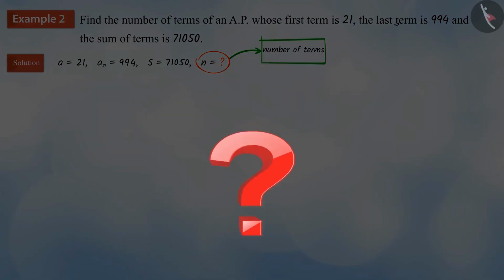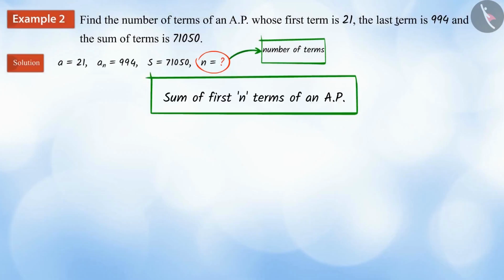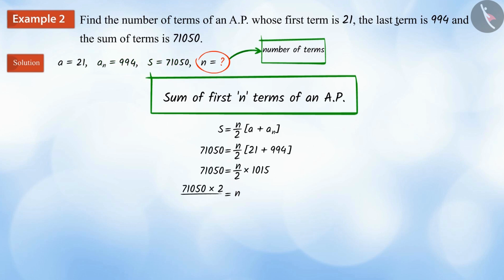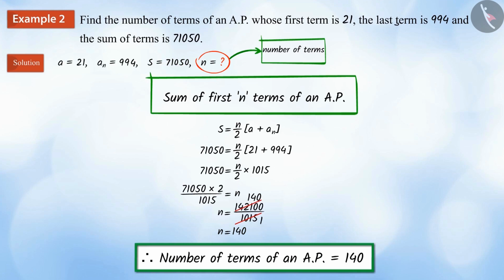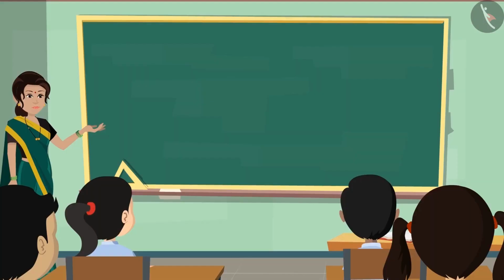Can you tell what we need to do for this? Yes, here we have to use the formula for the sum of the first n terms of the arithmetic progression. By substituting the values of a, an, and s in the formula, we get n equals 140. Therefore, there will be a total of 140 terms in the arithmetic progression.